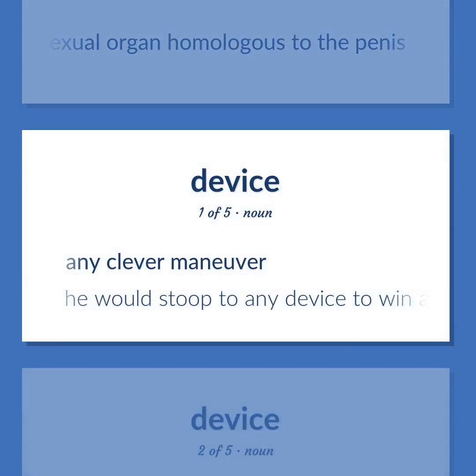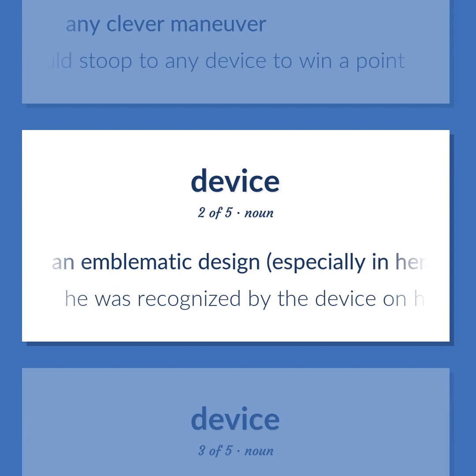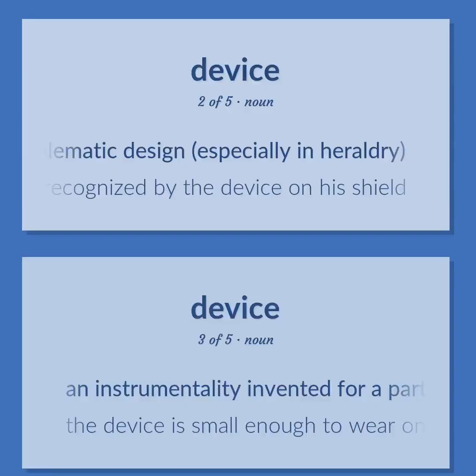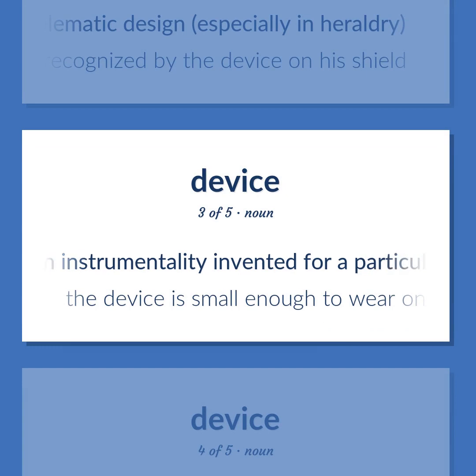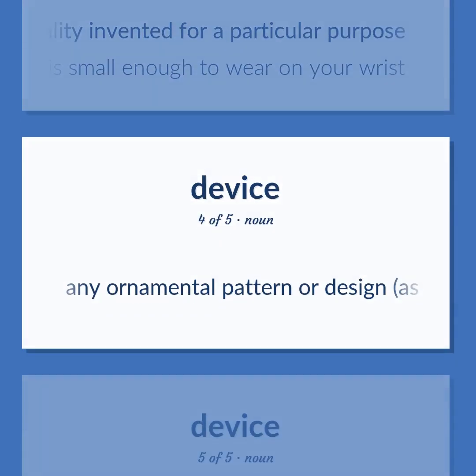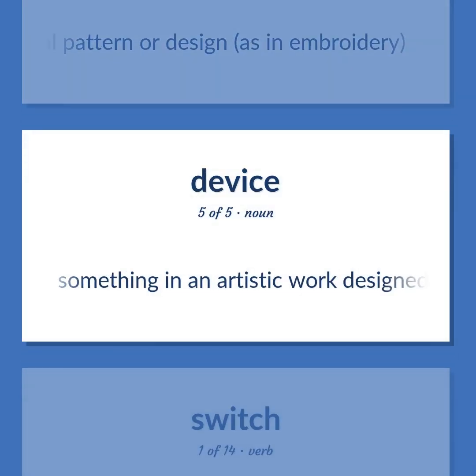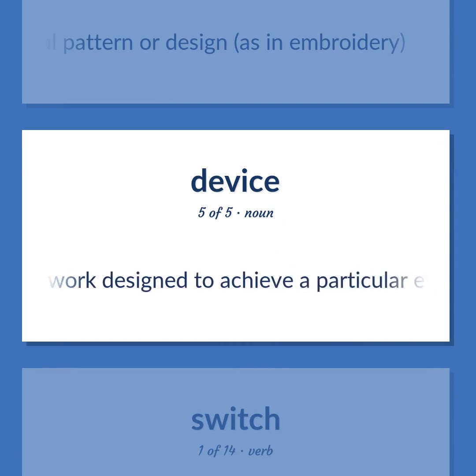Any clever maneuver. He would stoop to any device to win a point. An emblematic design, especially in heraldry. He was recognized by the device on his shield. An instrumentality invented for a particular purpose. The device is small enough to wear on your wrist. Any ornamental pattern or design, as in embroidery. Something in an artistic work designed to achieve a particular effect.